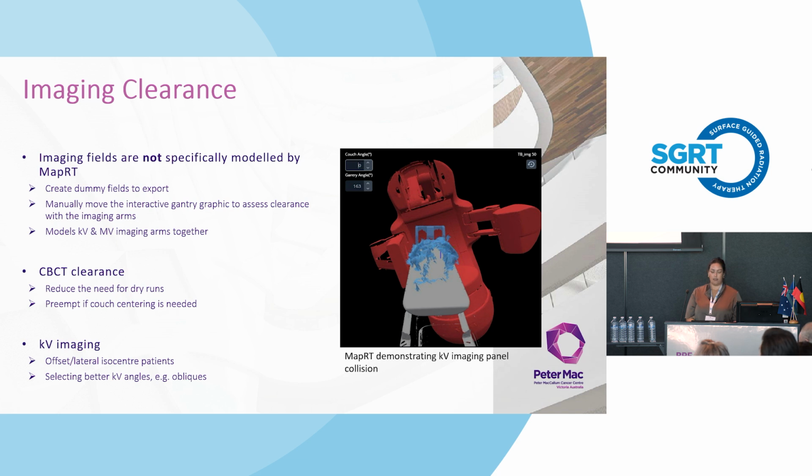We've also looked at KV imaging clearance for patients who are offset on the bed or who have very lateral isocenters, which helps us to predetermine if the imaging panel vert needs to be extended and also to select potentially some more appropriate imaging angles for that patient, like obliques.